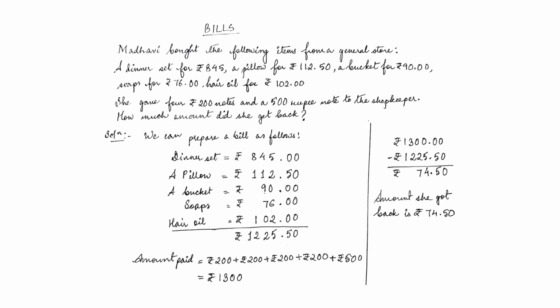Now we have to calculate how much amount she gets back after paying rupees 1225 and 50 paise from 1300. So rupees 1300 minus rupees 1225 and 50 paise. The answer is rupees 74 and 50 paise. So the amount she got back is rupees 74 and 50 paise.